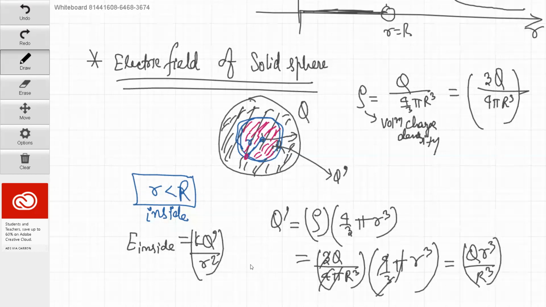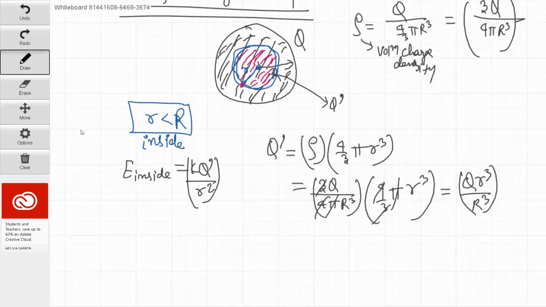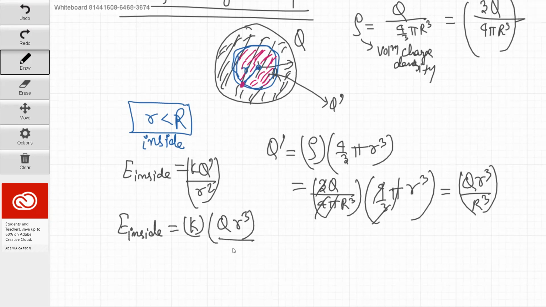Is this all right? Just put the value of q dash in this equation. What you are going to get, electric field inside will be equal to k into, what is q dash? Q dash is q into r cube divided by capital R cube, divided by small r square. So this will cancel this one. So you will get the formula of electric field inside the solid sphere, that is equal to kqr divided by capital R cube.